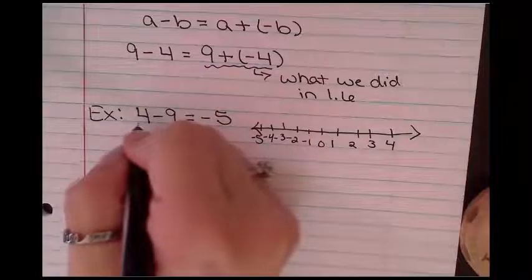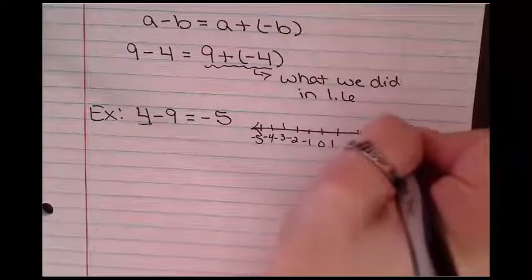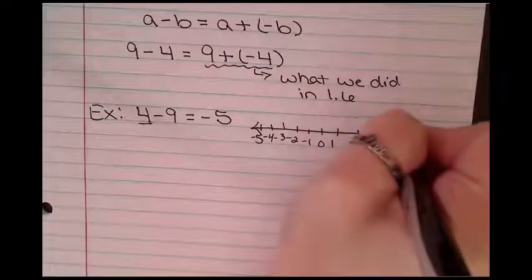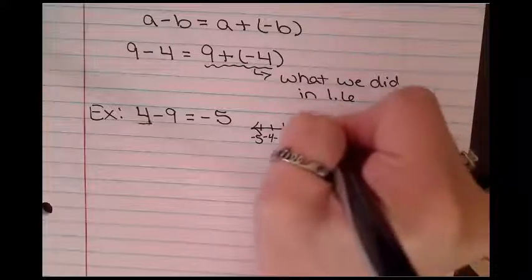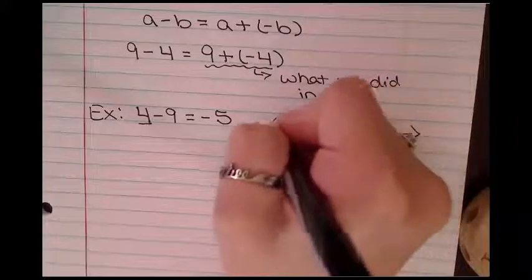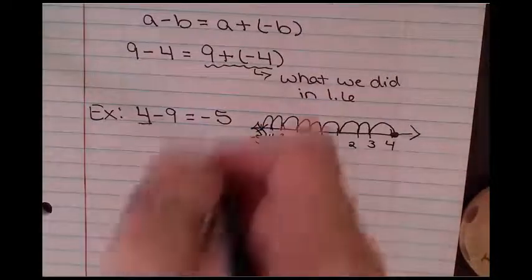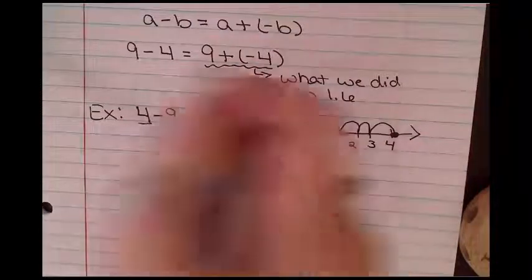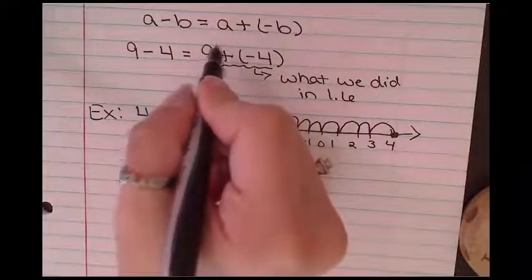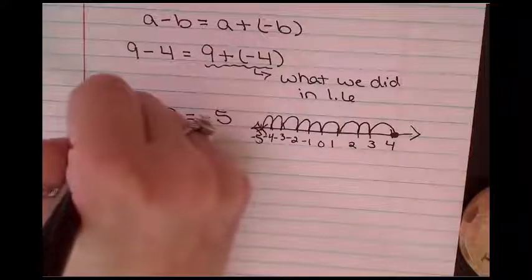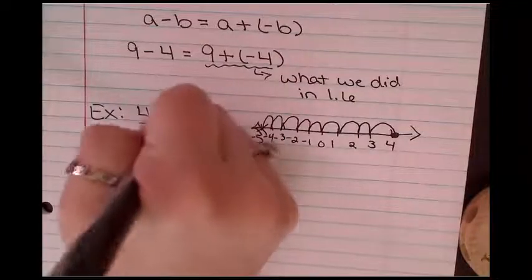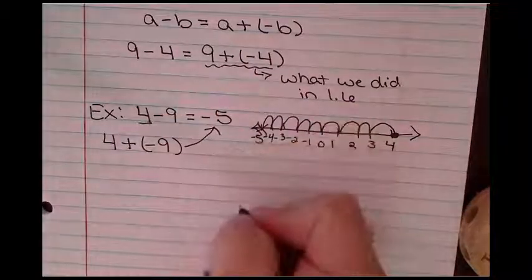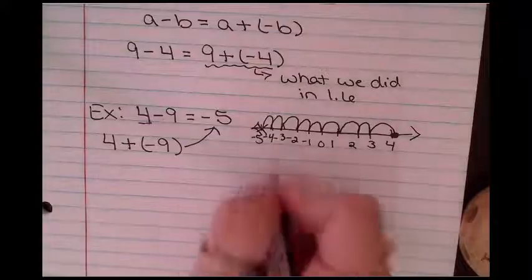So again, you're going to start with your first number, which is a positive 4. And then you're going to go to the left, because that's what the negative says, left 9 spots. So you go 1, 2, 3, 4, 5, 6, 7, 8, 9. And that ends us at negative 5. So if you like the number line method, you can do that. You can also think about writing it like we did up here with a plus a negative b. So we could rewrite 4 minus 9 as 4 plus a negative 9. And then that's also going to give us the negative 5. It's whatever clicks best for you.